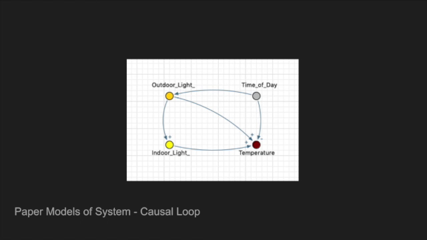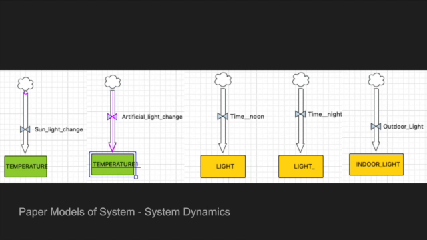This is our causal loop diagram. Off of this, we based our system dynamics, where our stocks, in this case, are temperature and light values, and our flows are often changes in light or changes in time.